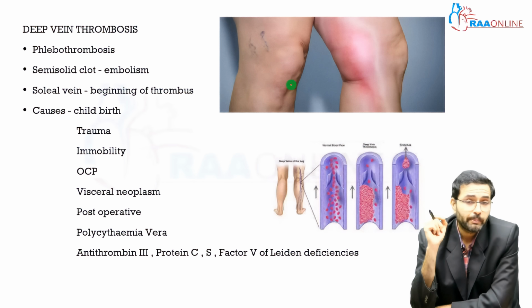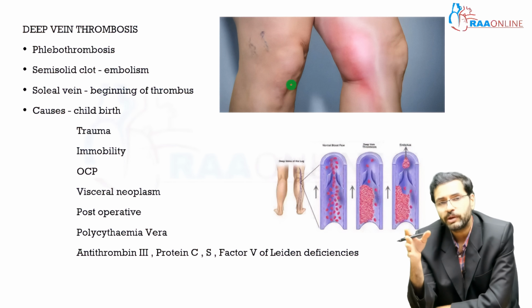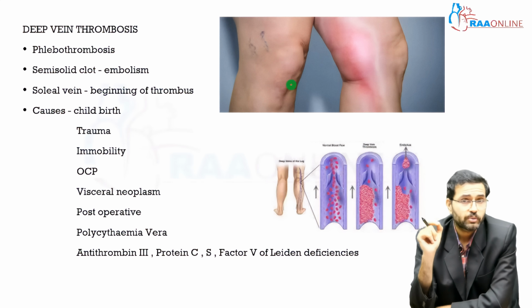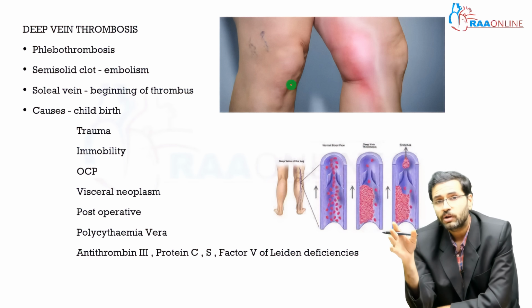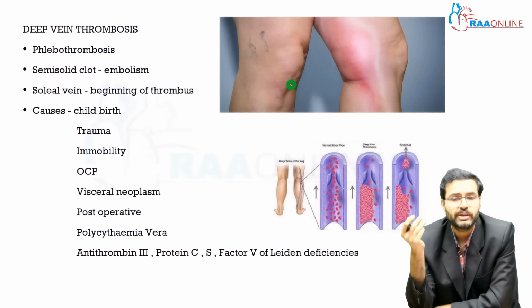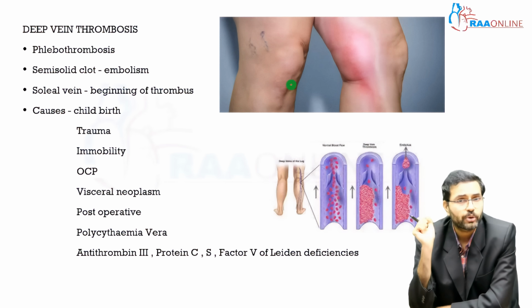Visceral neoplasms, particularly pancreatic neoplasms, are known to precipitate deep vein thrombosis. Postoperative status: the most common cause for deep vein thrombosis is postoperative status. Postoperatively, a patient is forced to be immobile for long periods of time, and it can itself precipitate a deep vein thrombosis. Polycythemia rubra vera increases the viscosity of blood, causing more stasis, resulting in deep vein thrombosis. Certain thrombogenic conditions like antithrombin 3, protein C, protein S deficiency, and factor 5 Leiden can all lead on to thrombosis anywhere, but particularly in the lower limb, it can lead on to deep vein thrombosis.